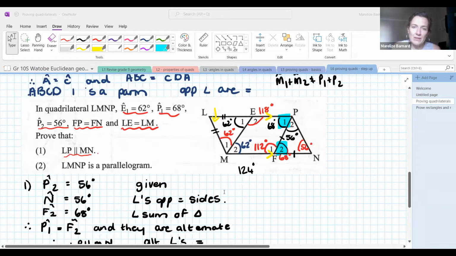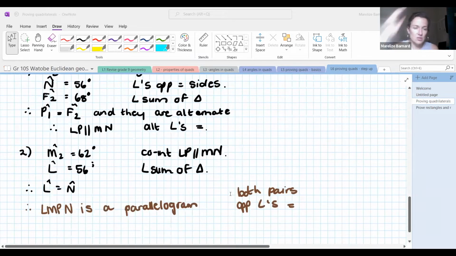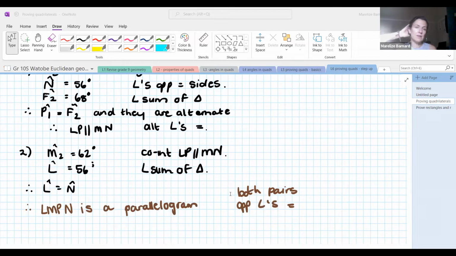So just to reiterate, and you can take another screenshot if you want of this question. This is a parallelogram because the opposite angles are equal. Angle L is 56 and angle N is 56. And then angle P and angle M, they're both equal to 124. So our final answer should have been LNPM is a parallelogram because both pairs of opposite angles are equal. Okay. So I hope that clears it up, and I apologize for any confusion.